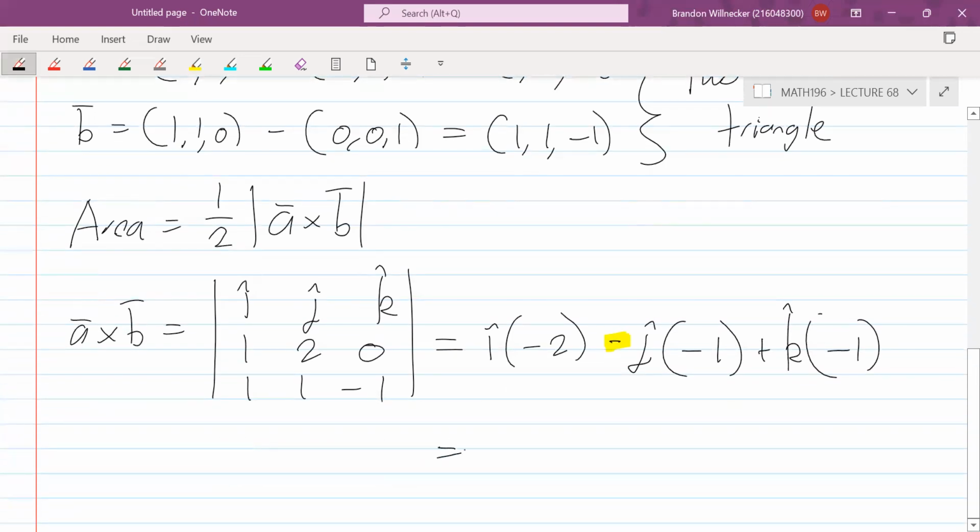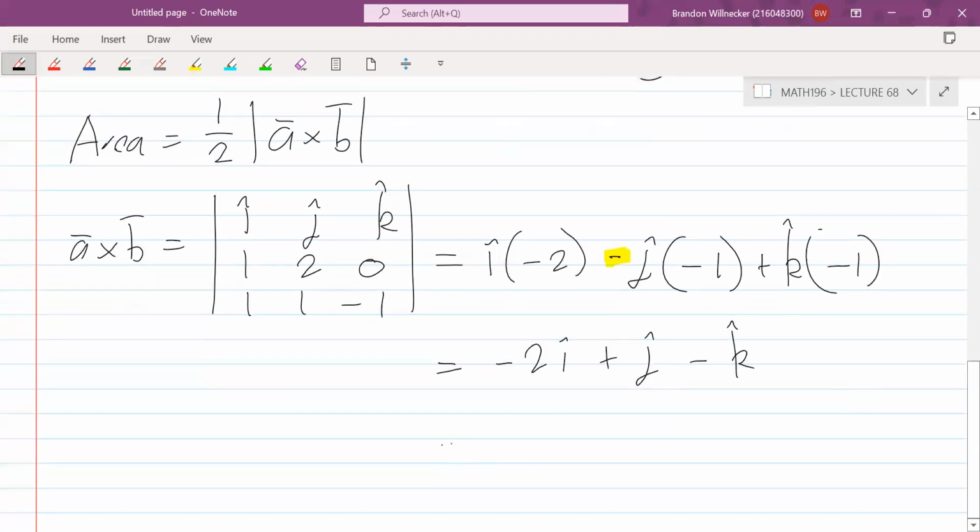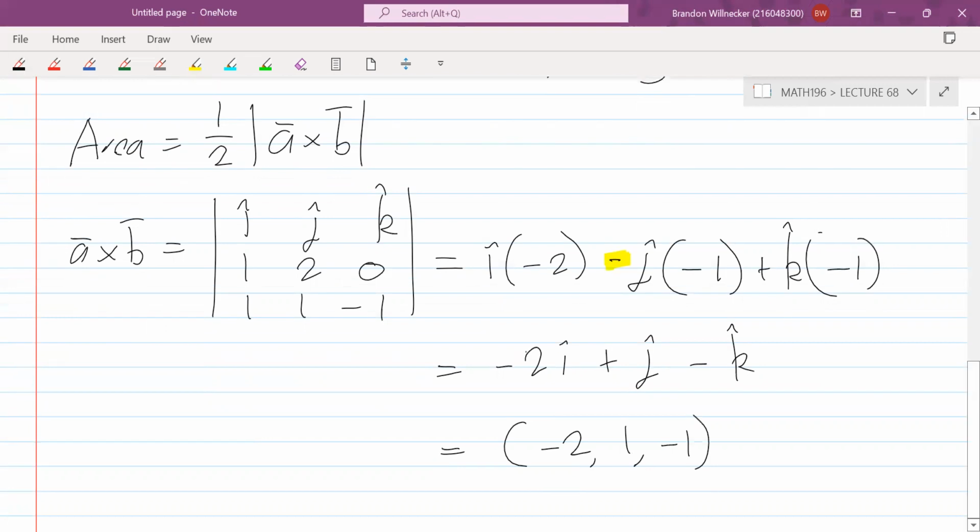Okay, so you can either leave it as the sum, so you can write minus 2R plus J minus K, or you can write it using the tuple form. Both are accepted. So you can do minus 2, 1, minus 1. Okay, so both ways I'm happy with. Okay, so we've got the cross product.